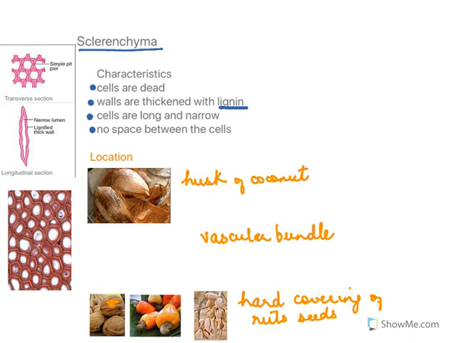The hard covering of the walnut is made of sclerenchyma. Here's the cashew nut, the hard covering of the cashew nut, the hard covering of the almonds. These are all sclerenchymatous cells. They are all dead cells, and the main function of the sclerenchyma is to give mechanical support. It is a tissue that makes the plant hard and stiff. So the function of the sclerenchyma is mechanical support, and it makes the plant hard and stiff.